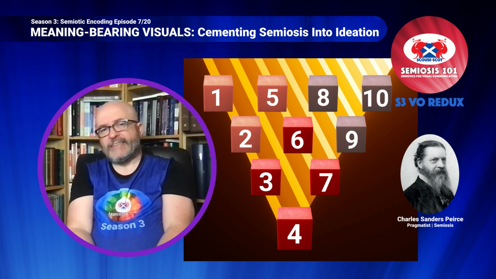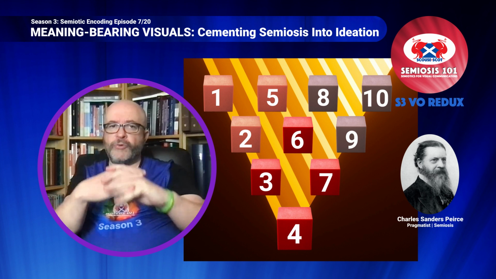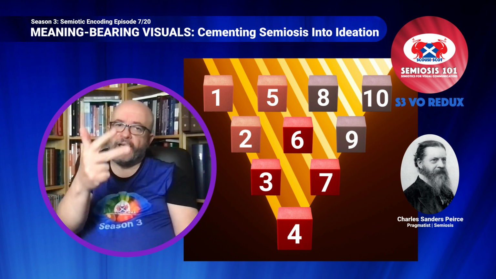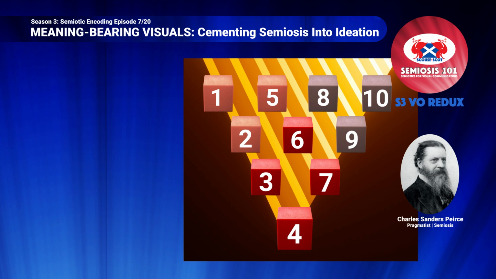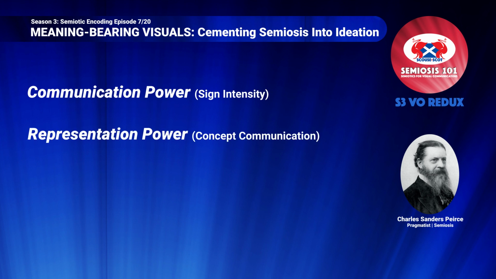Each of Peirce's 10 sign classifications, like his semiotic theory, are an interplay between the concept, its representation and interpretation. The way to look at how Peirce defines each semiotic sign power class is to see it as communication power, sign intensity, representation power, concept communication, delivery power, effect on interpreter. Let us end by unpacking this.